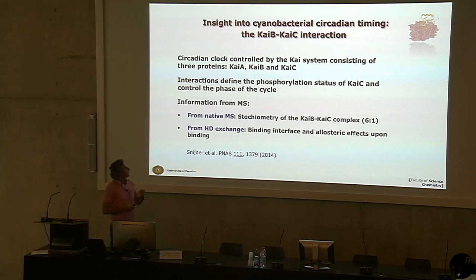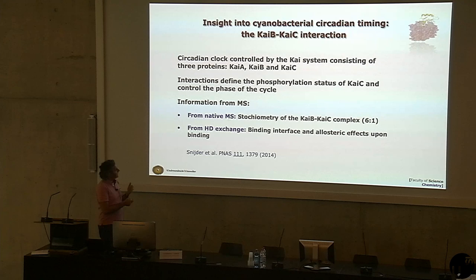At that time, there was no structural information on how this works. There were structures of the components for KaiB and KaiC, but we didn't know how they interact. So what was the information that we had? From native MS, you are not digesting your proteins and cutting them in fragments, but you are looking at the full complex, which is flying in the spectrometer. So you know the stoichiometry, and that's the first piece of information that you need if you want to model complexes. In this case, it's 6 to 1. So 6 KaiB are binding to 1 KaiC.